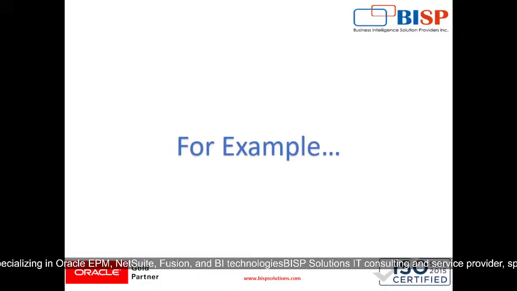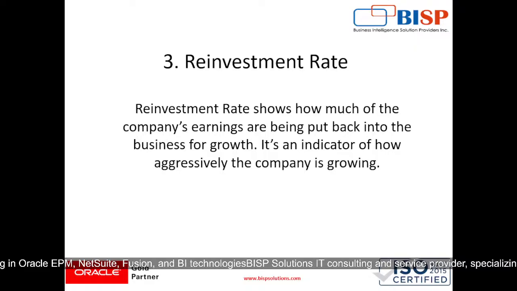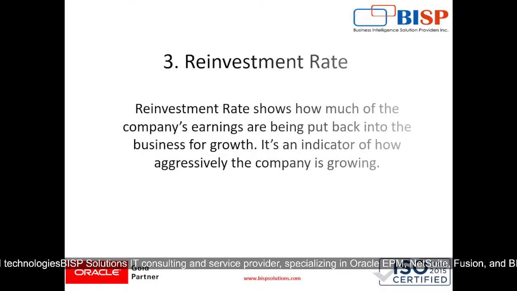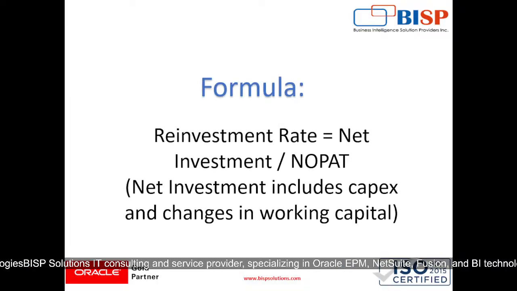Next comes our reinvestment rate. So reinvestment rate shows how much of the company's earnings are being put back into the business for growth. It's an indicator of how aggressively the company is growing. So the formula is reinvestment rate equals net investment upon NOPAT. Net investment includes capex and changes in working capital.